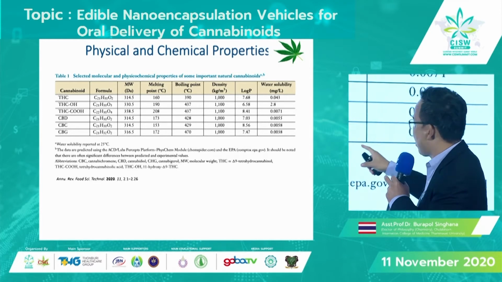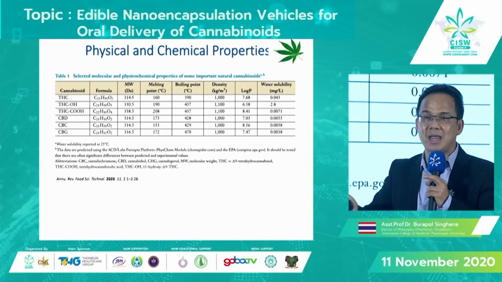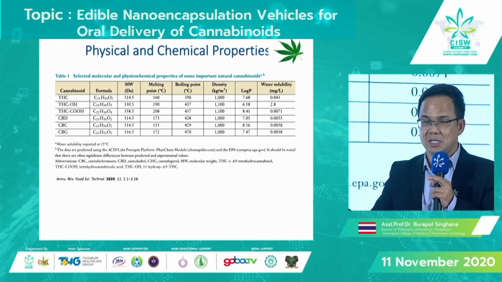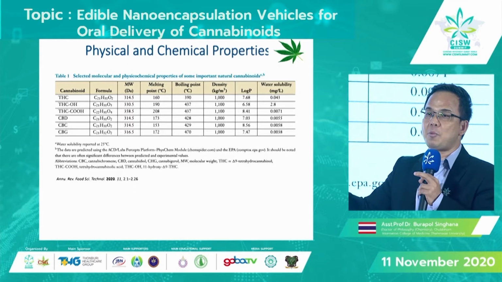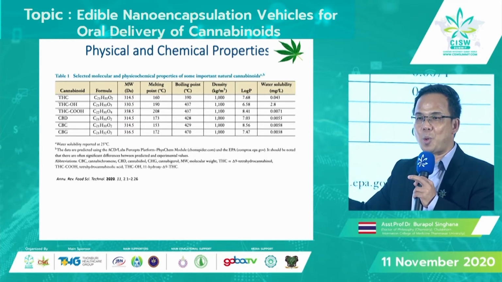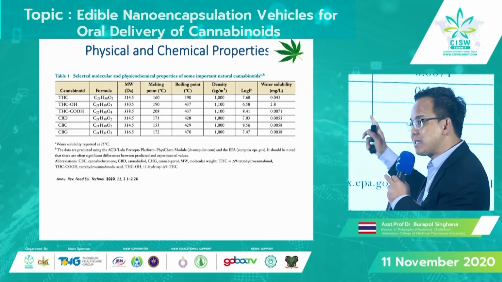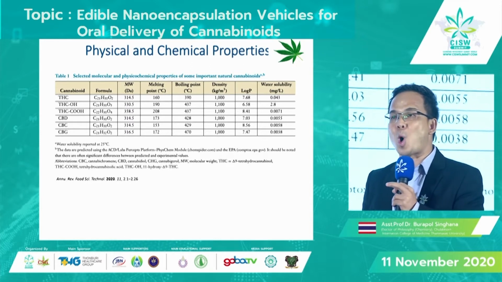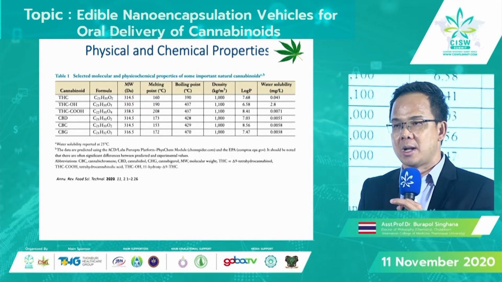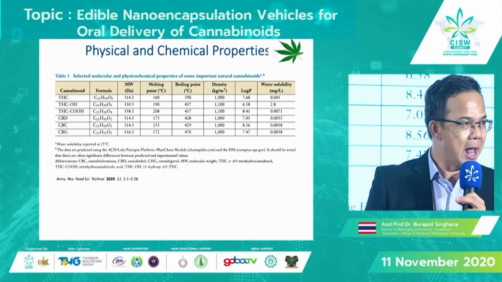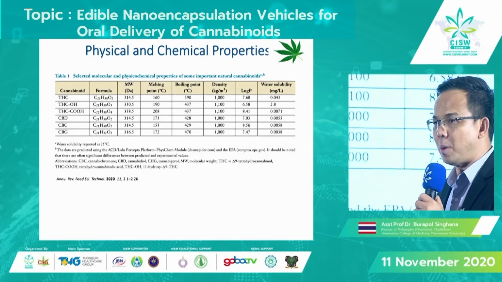If the log P value is more than 1, that means they love lipid. That means they are going to dissolve in oil. Oil is non-polar. But if log P is less than 1, they love water. They dissolve in water. They are more polar.